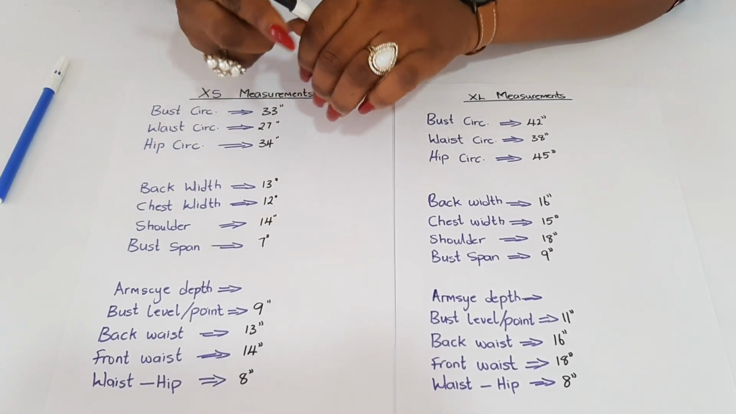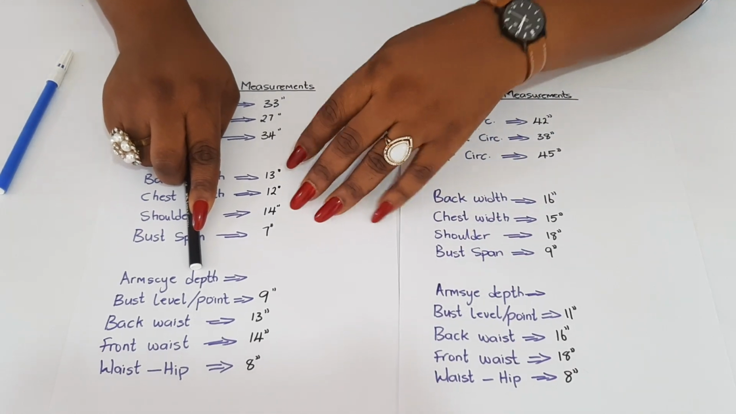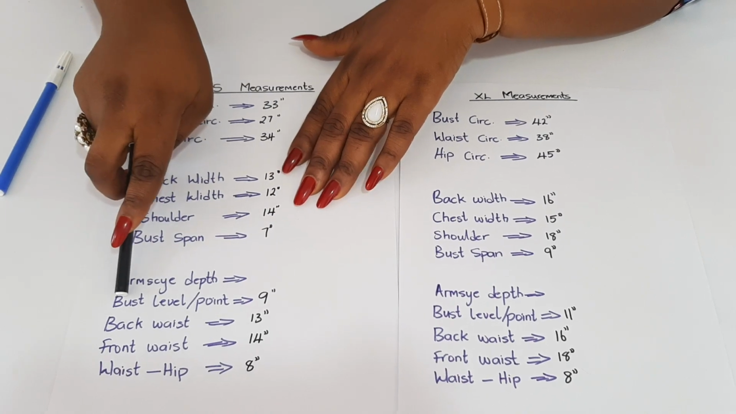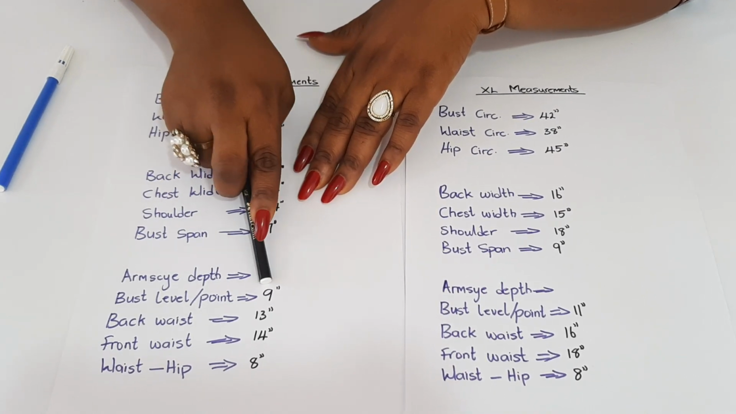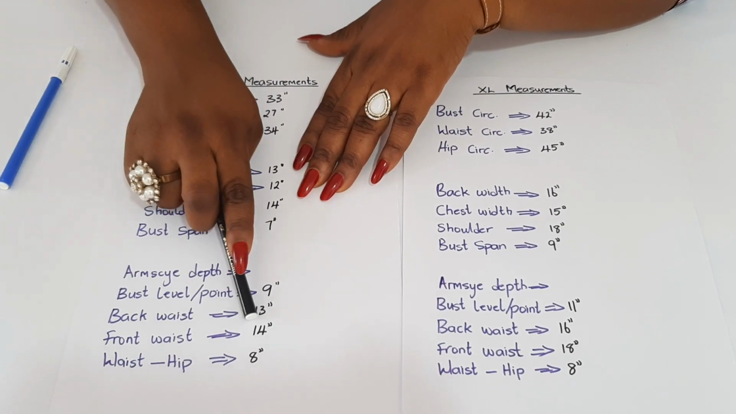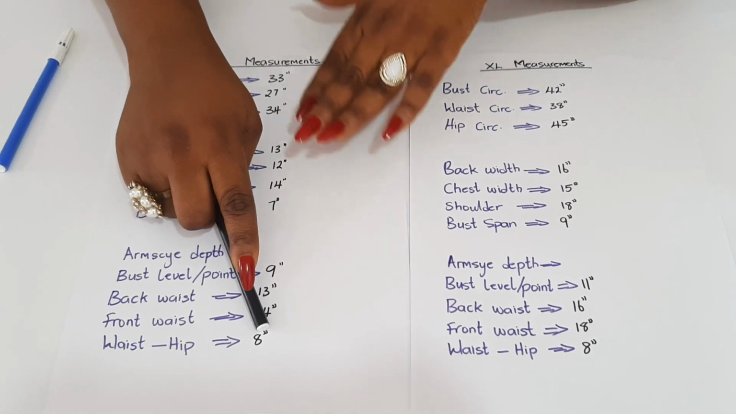7 inches. Then going to our arm side depth, which is also half of the armhole, I will teach you how to get that on your pattern. Then our bust level or bust point measurement is 9 inches. Our back waist is 13 inches. Our front waist is 14 inches. Here, our waist to hip is 8 inches.